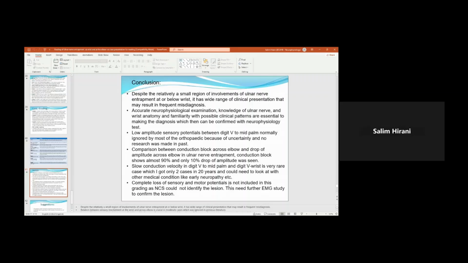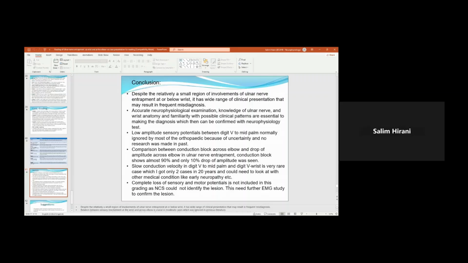Low amplitude sensory potential between digit 5 to mid palm is normally ignored by most of the orthopedics because of uncertainty, and no research was made in the past, as I mentioned to you. Comparing conduction block across elbow and drop off amplitude across elbow in ulnar nerve entrapment, conduction block shows almost 90% and only 10% drop off amplitude. Most of them have conduction block, more patients having that as compared to the drop off amplitude across elbow.